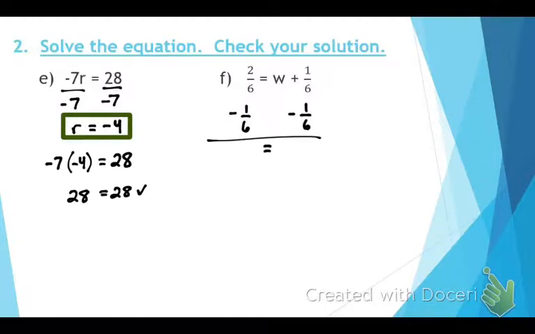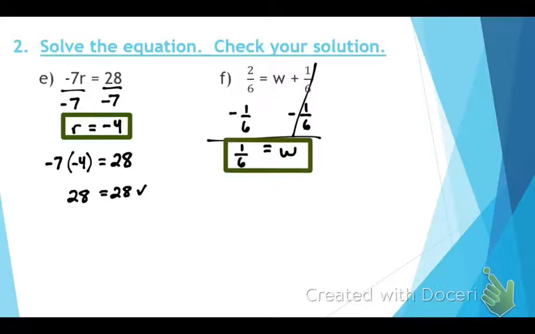Drop down the equal sign. Caleb, focus for me on the left side. What is 2/6 minus 1/6? 1/6 is correct. What happens on the right side? It cancels out. 1/6, then -1/6 equals 0, and you're left with W.